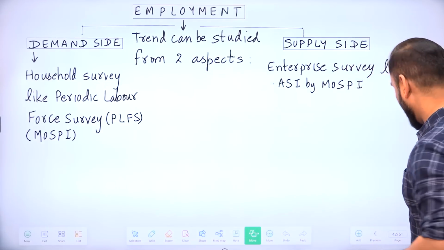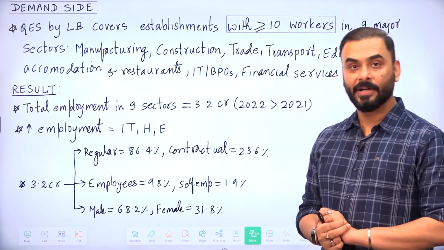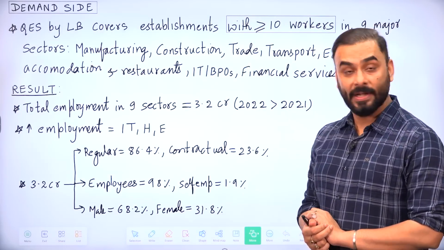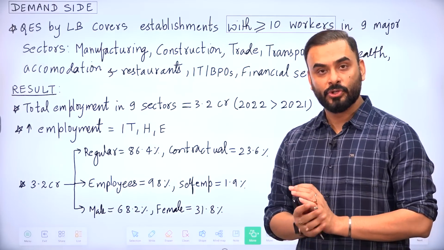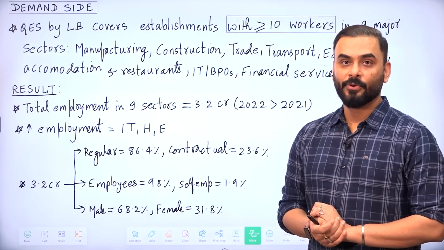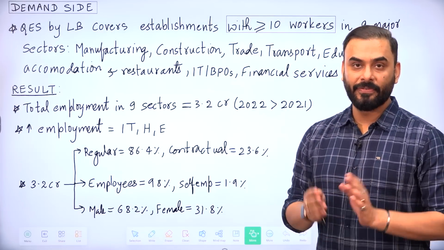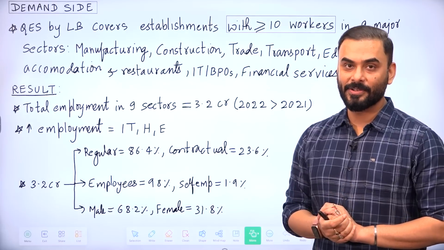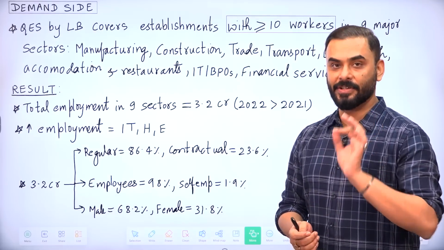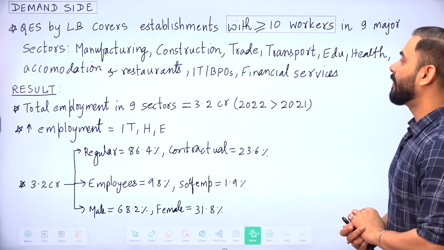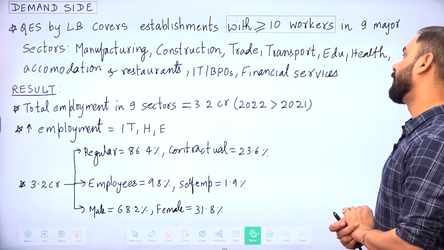So let us start from the demand side. You see, the Labour Bureau performs a survey called the Quarterly Employment Survey, QES, whereby the Labour Bureau goes to all those industries which provide employment to more than 10 workers. So if 10 or more workers are working in the industry, the Labour Bureau goes for a survey, but it covers only 9 sectors. Which are the sectors? Manufacturing, construction, trade, transport, education, health, accommodation and restaurant, IT/BPO, and financial services.